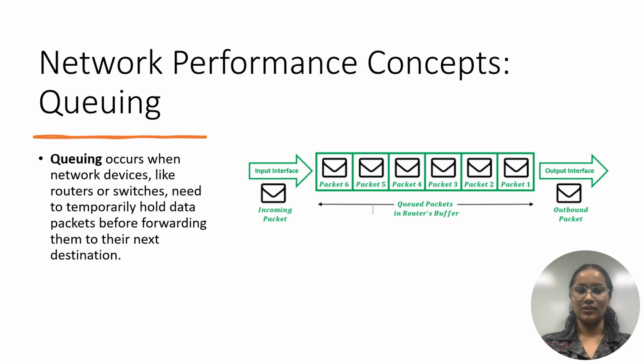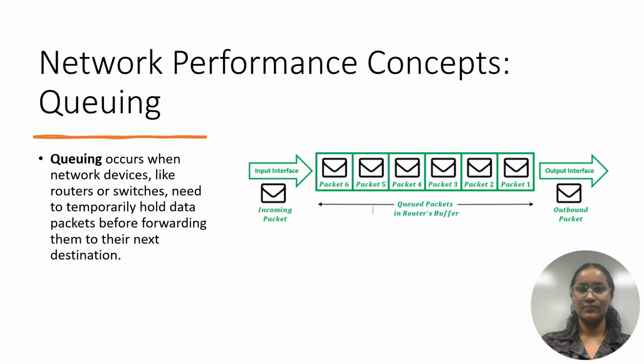First is queuing. Queuing occurs when network devices like routers or switches need to temporarily hold data before forwarding them to the next destination. When the network becomes congested, the data packets are queued, waiting for available bandwidth. While queuing is a natural part of how networks work, excessive queuing can increase latency and decrease throughput, leading to performance bottlenecks.